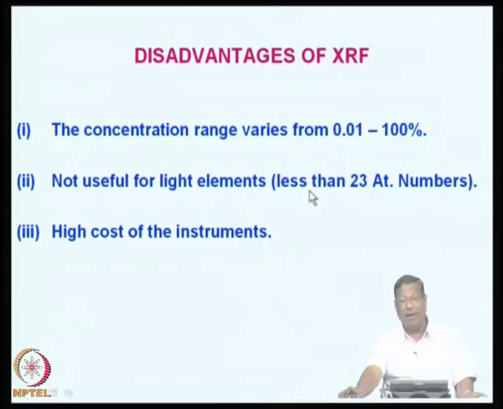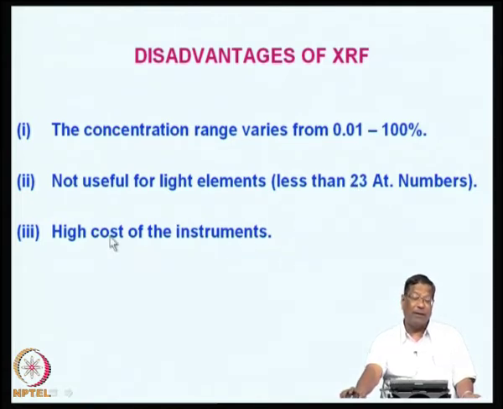Now, there are certain disadvantages also in XRF, and these disadvantages I can only summarize like this, that the concentration range varies from 0.01 to 100%, that is the analysis range, not lower than 0.01%. Sometimes it is not useful for light elements having atomic number less than 23. This point we have discussed already.